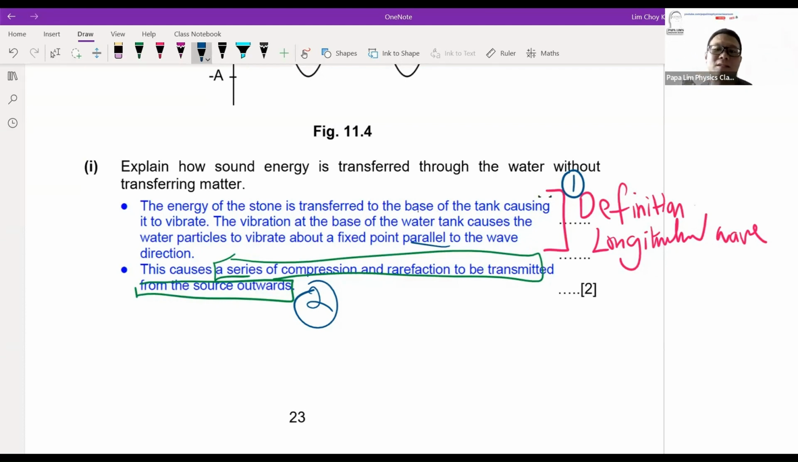So I would say this set of answers is universal to different types of questions, and this type of question ranges from how sound is transferred from point A to point B, how I hear sound, how sound is produced in a speaker, etc. They all have the same format of answering.